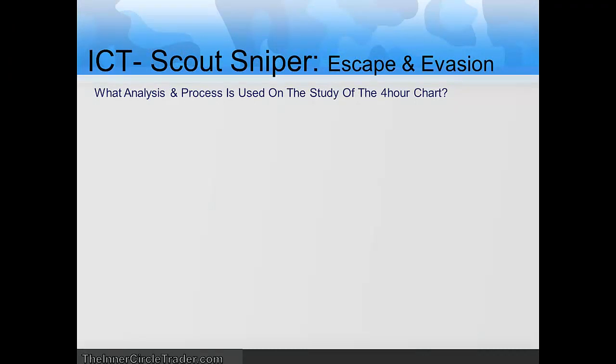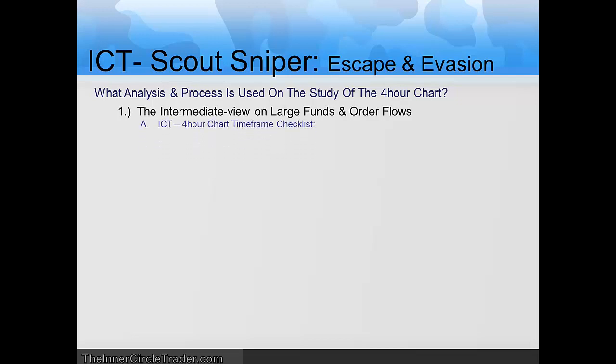Okay, what analysis and process is used on the study of the 4-hour chart? Now the intermediate view on large funds and order flows. It's the ICT 4-hour chart time frame checklist. Okay, now the daily analysis is kept in focus here. Simply because we're down on a 4-hour chart does not mean we toss away the analysis and the premise that's arrived at looking at the daily chart. Now we hold on to this bias, derived on the daily chart, as our foundational basis for trade ideas.